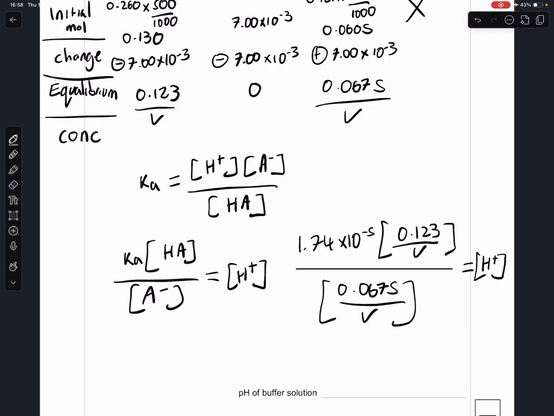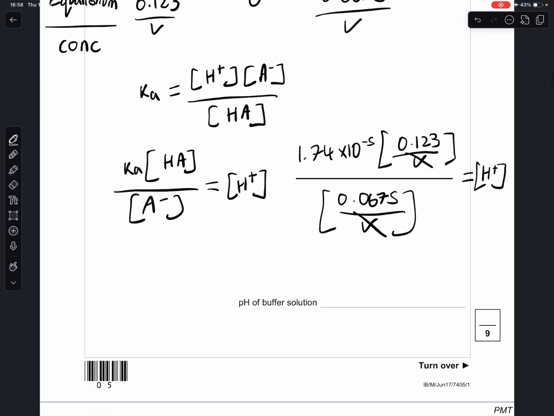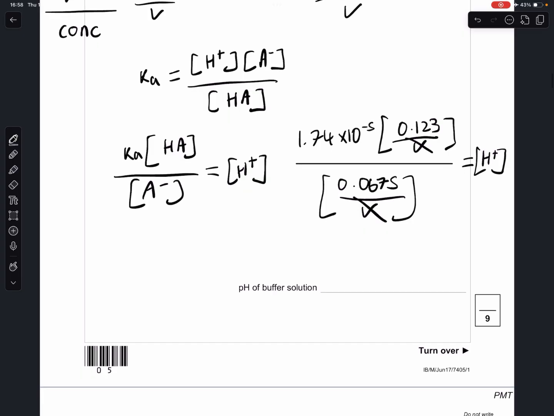As we can see here, the volumes cancel out, so we can just use our moles. If we put that into the equation, we'll get our concentration of H plus. Then you just put that answer into negative log 10 H plus, and that will give you your pH. Your answer should be 4.50, always to 2 decimal places when you're working out pH.